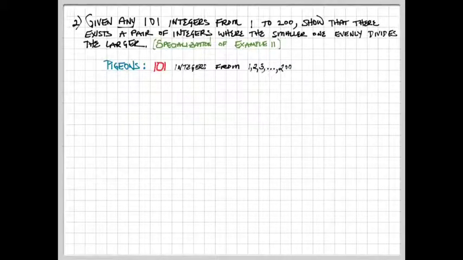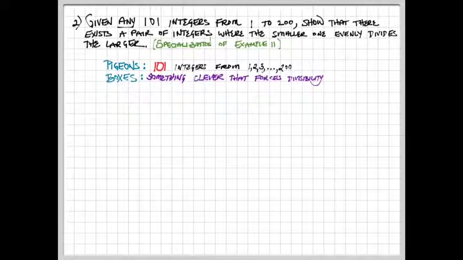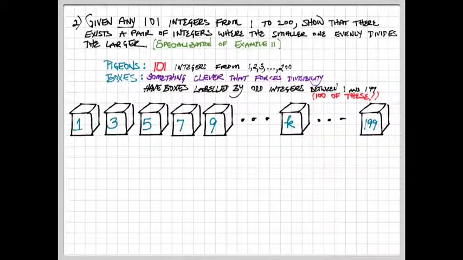The pigeons in this case are the 101 integers that are somehow chosen from the set 1 to 200. Boxes, it has to be something clever that forces divisibility, and ideally, since we have 101 pigeons, we're probably looking for 100 boxes of some form. Now, I don't expect you to come up with this clever idea on your own the first time through, but I hope you appreciate it.